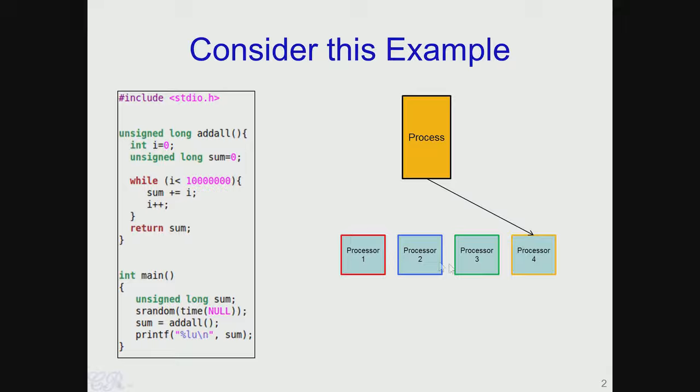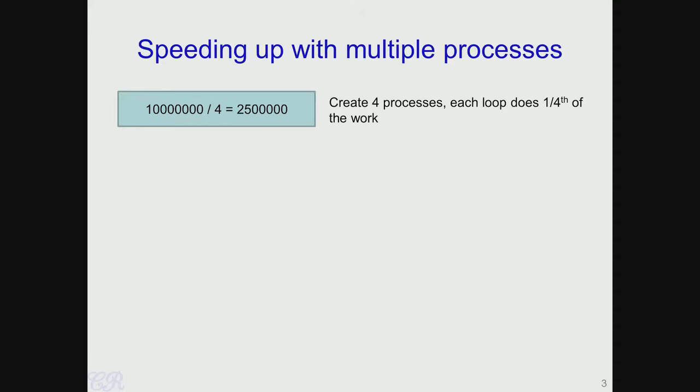Given that we have hardware like this with 4 processors, this is not a very efficient way to write this program. So, what can we do better to make this program parallelizable and execute on all these 4 processors? We will take 10 million numbers and divide it by 4 to get 4 quarters of 2.5 million each.